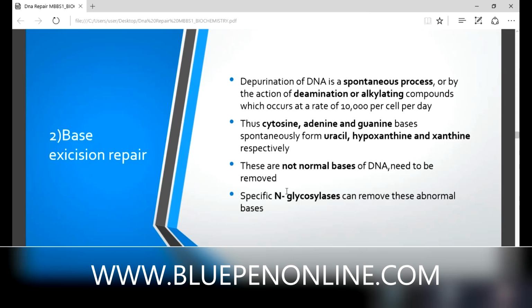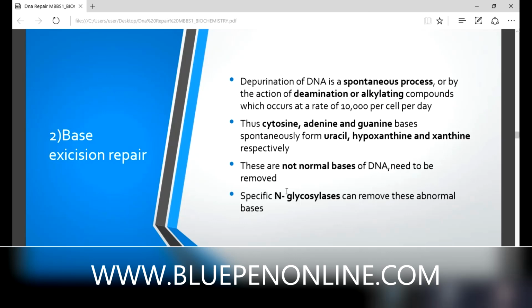Abnormal bases are formed. That is more important. They are not normal bases; they are abnormal bases. Instead of cytosine, adenine, and guanine, that is converted to uracil, hypoxanthine, and xanthine. By which process? There are three mechanisms for this formation of abnormal bases. Which are the three mechanisms?